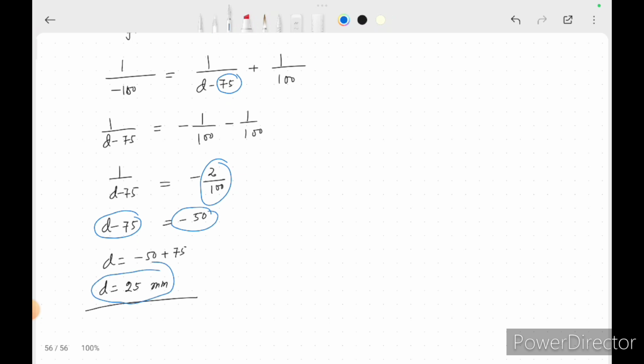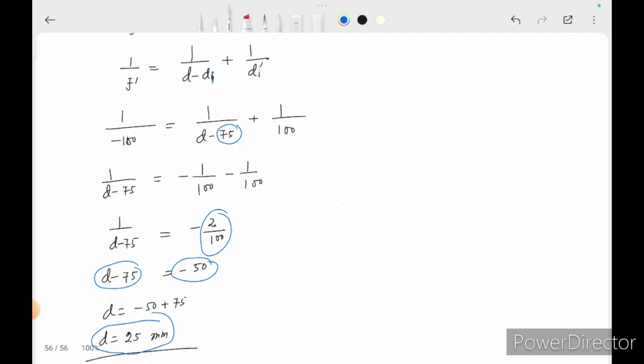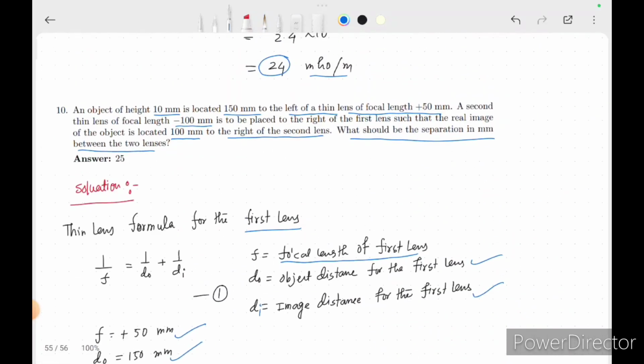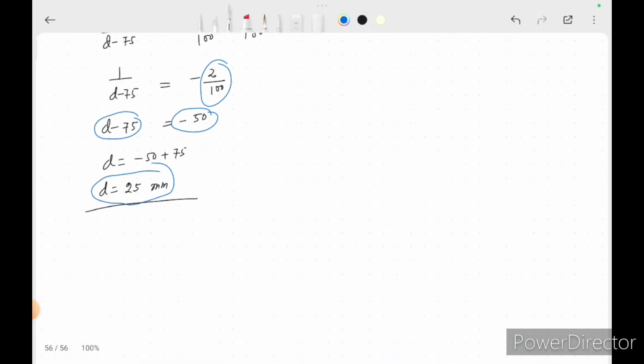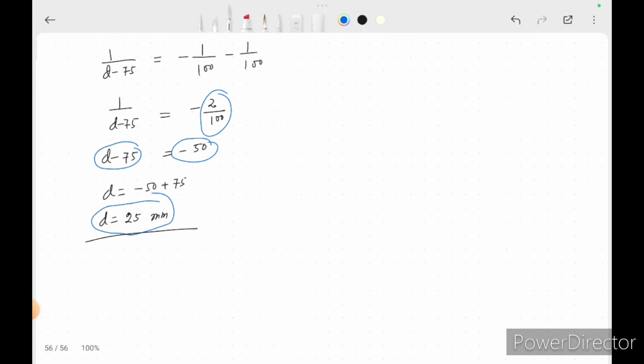In IIT JAM examinations, they ask this type of question many times in different ways: lens maker formula, thin lens problems. I hope these types of questions are important for your JEST examination. The thin lens formula is very important for IIT JAM, also for CUET examinations, and also for the JEST examinations. So please cover these topics, it is very important.